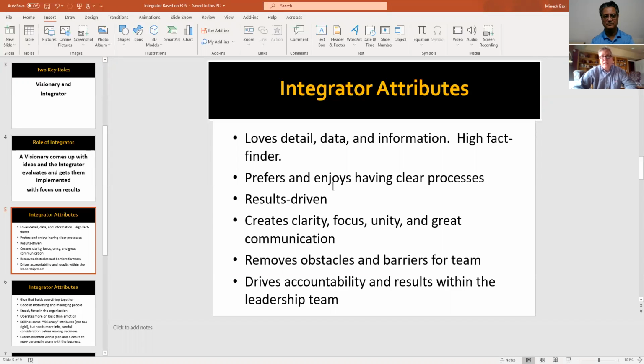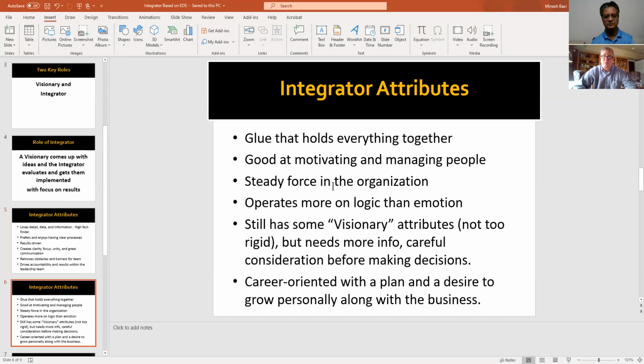And usually integrators are great communicators. So they're very good at managing people and helping them remove the barriers and obstacles, getting things out of their way so that they can drive towards that vision. And so they really produce results out of leadership teams and the rest of the organization. They're really the main focus of getting things done.